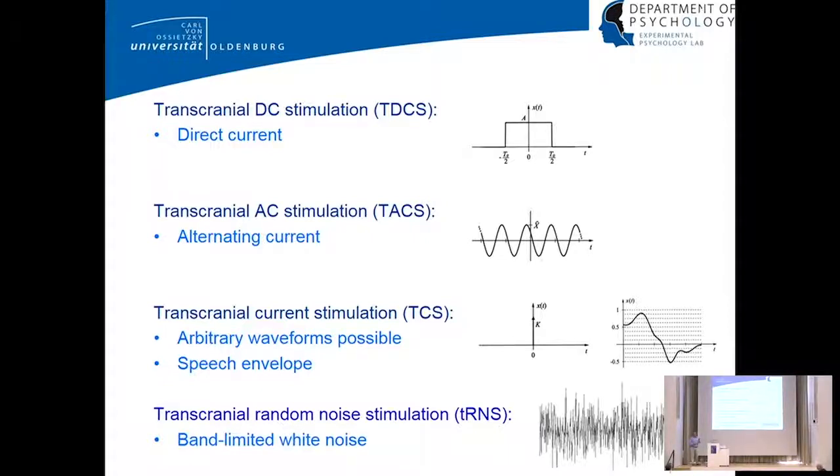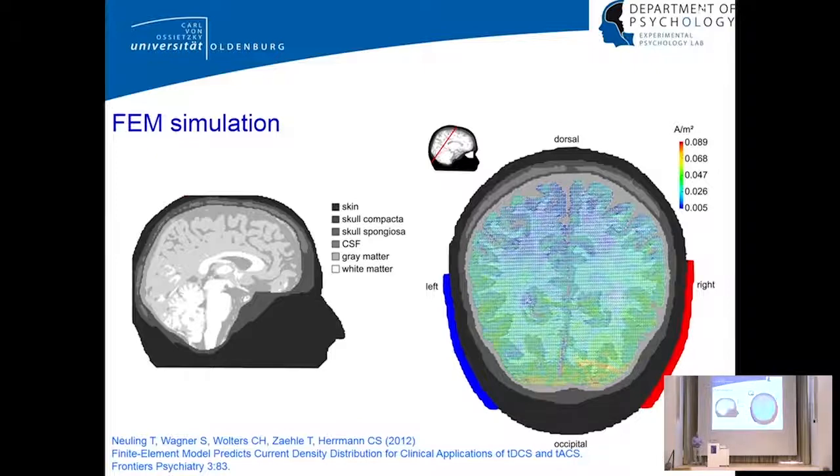But in principle, any waveform that you can generate in MATLAB can be input into the stimulator, and then it's actually being stimulated on the head. So you could take impulses, you could record the EEG of someone and play it to someone else, or, as I will show, you could use the envelope of speech to use that as an electric stimulation. And just to be complete, there's also something that's called transcranial random noise stimulation, where you take band-limited white noise and use that as the stimulation signal.